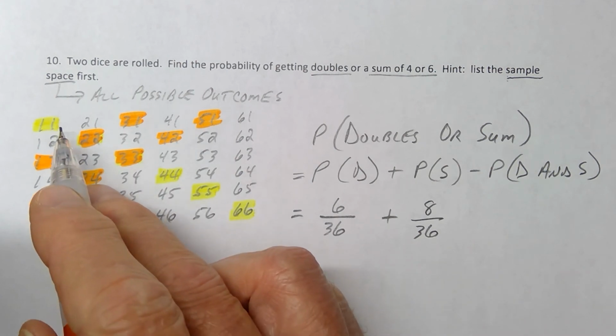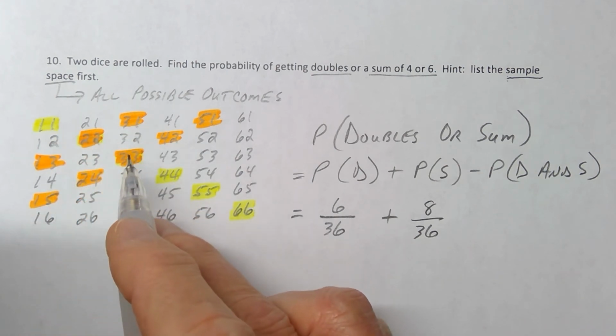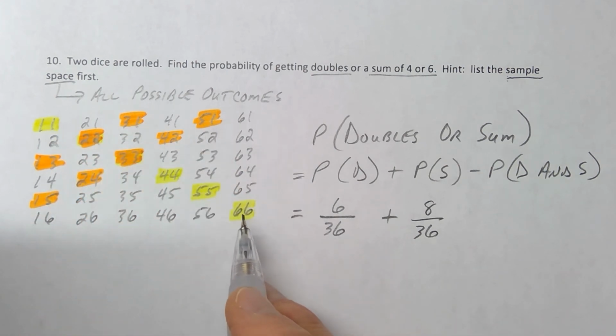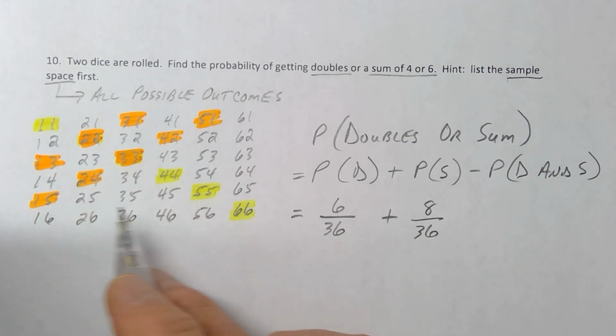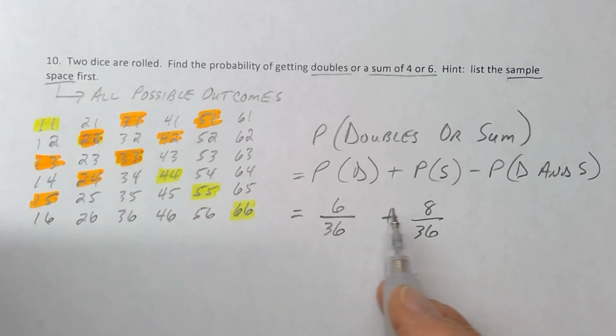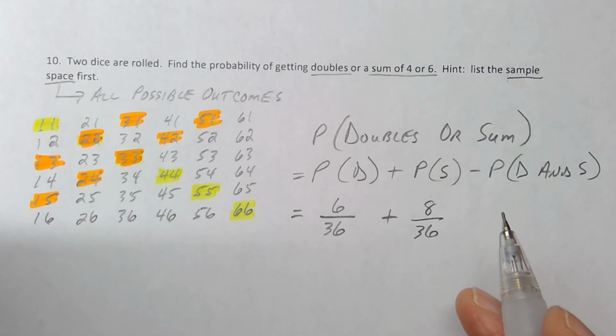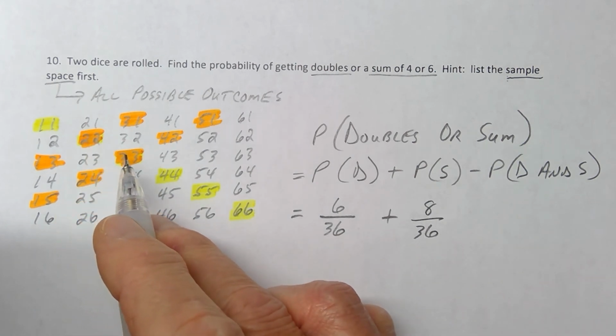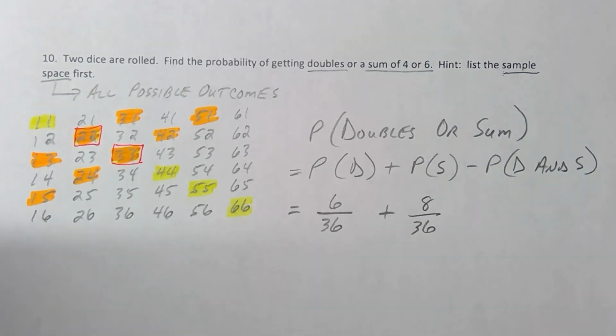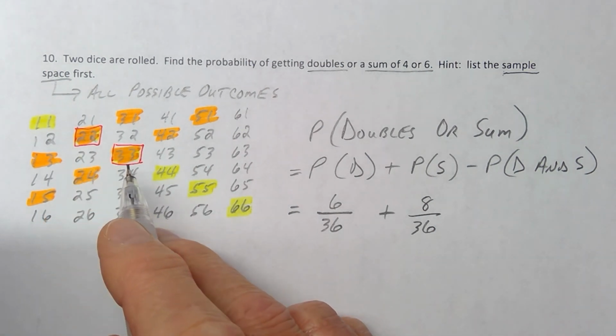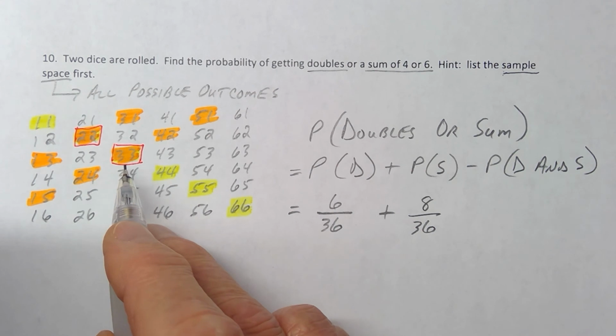Well, let's count them real quick. 1, 2, 3, 4, 5, 6, 7, 8, 9, 10, 11, 12. Wait a minute. There's only 12 rolls that will win, but over here I've got 14. What happened? Why do I have 2 extra? These guys right here got counted twice. Okay, this is the kind of thing you've got to watch out for. 2,2 and 3,3.